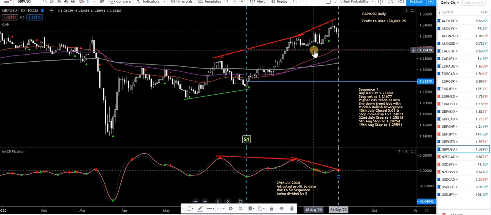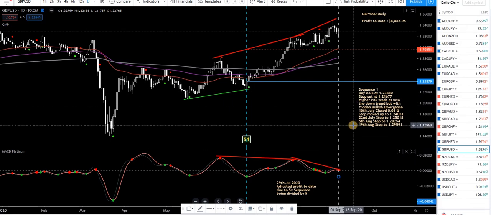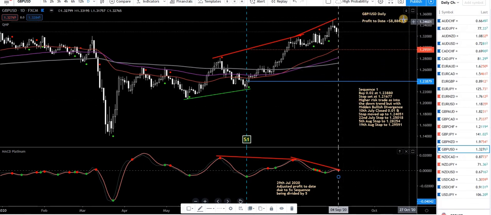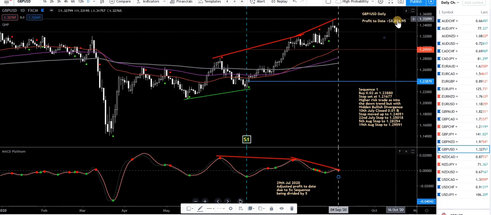Stop placed up here now, which is great. Locking in some profit. Already closed half. Made plenty of profit on this pair. That's more arse than class, but yeah.